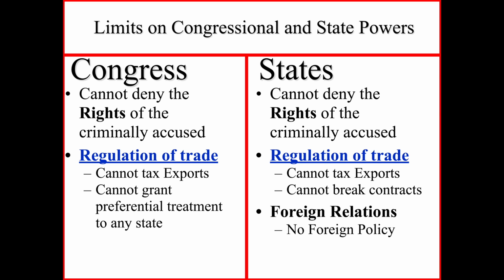But the regulation of trade: Congress cannot tax exports, things that are going out of the country. And they cannot grant preferential treatment to any state. In other words, they can't grant preferential treatment to California simply because they're so big and they generate so much, and have such a huge economy. They're really not allowed to favor one state over any other. As far as states go, they also cannot tax exports, and they cannot break contracts. And in foreign relations, states have no foreign policy. Oh, and no armed forces. There was one more right there.